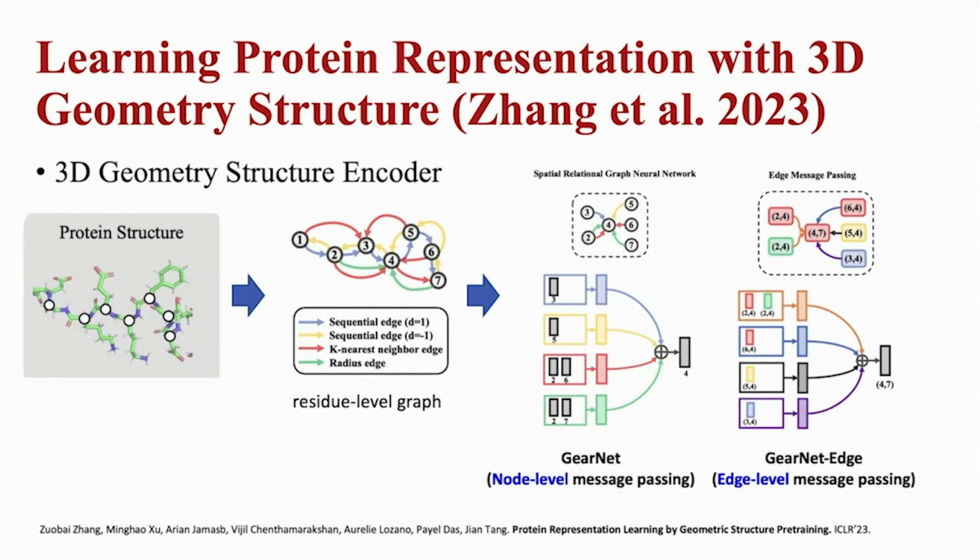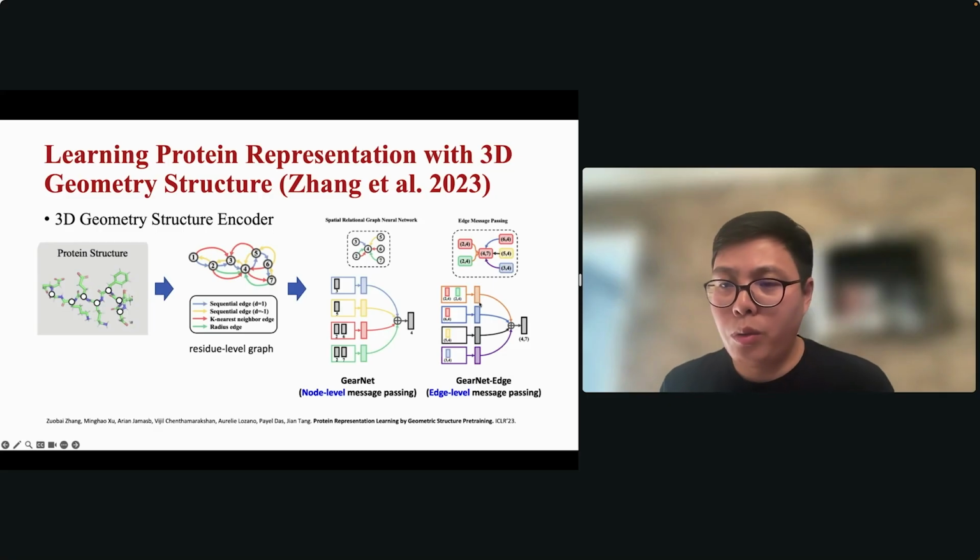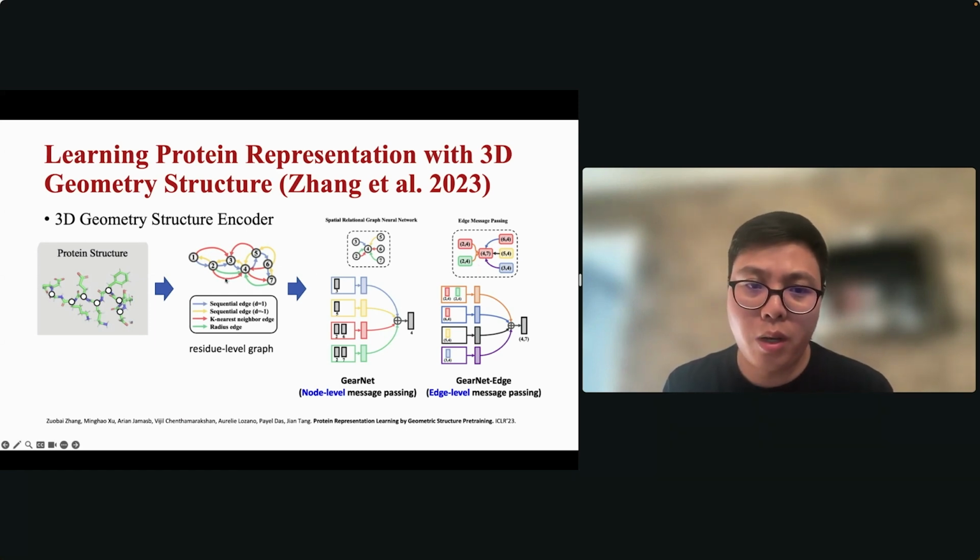And for the second type of approach, okay, we're actually not doing message passing between the residues. Instead, what we do here is we're doing message passing between the edges. For example, we can do message passing between neighboring edges 2-4 and 4-7. And when we do message passing between the edges 2-4 and 4-7, we also take the angle information between the edges into consideration.